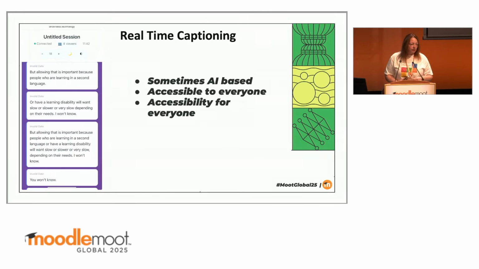Real-time captioning is very, very important when we think about accessible and inclusive environments. From an accessibility perspective, we know that captioning and transcription are a must. From an inclusion standpoint, this means that if I'm speaking to an audience for whom English isn't their first language and my accent makes it more difficult for them to understand what I'm saying, real-time captioning is extremely helpful here. So this is something that creates both accessibility and inclusion. And that means that it's accessible to everyone and it is accessibility for everyone.